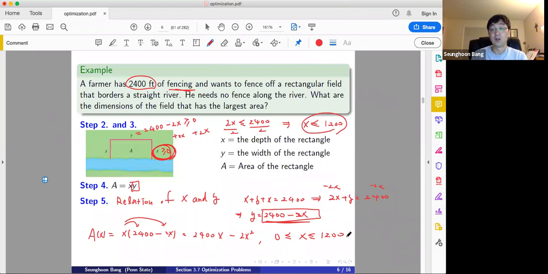So what's the main problem? Maximize area, find the absolute maximum of A. How can you find the absolute maximum of A? We have 2 or 3 possible methods: the closed interval method, the first derivative test, or the second derivative test. You can choose 1 out of 3 methods. It doesn't matter. I can choose the closed interval method because A of X is a continuous function.